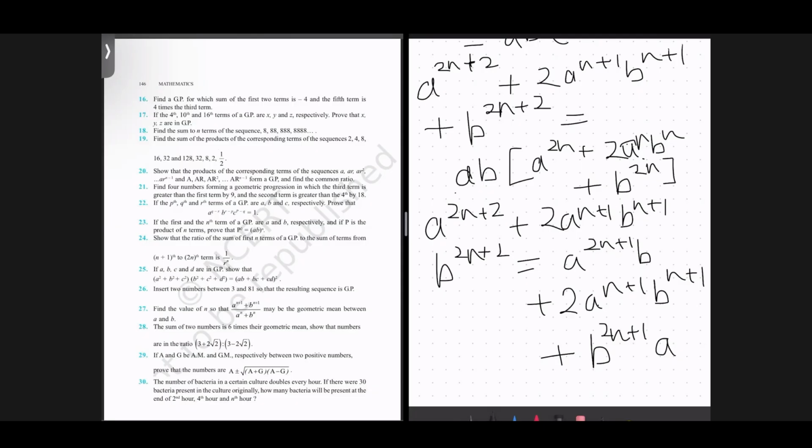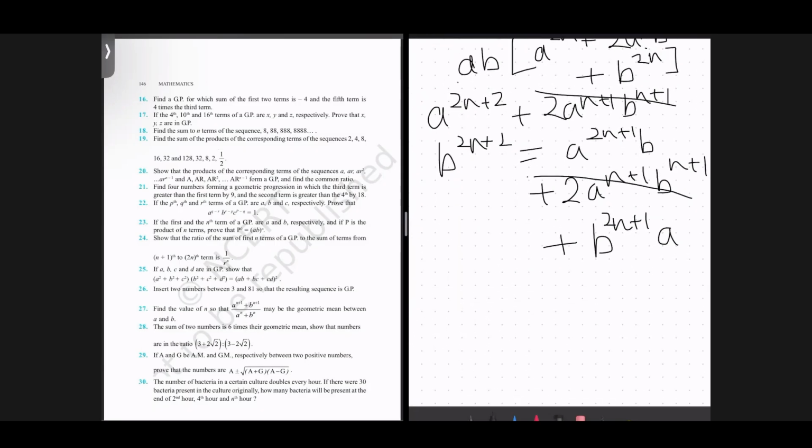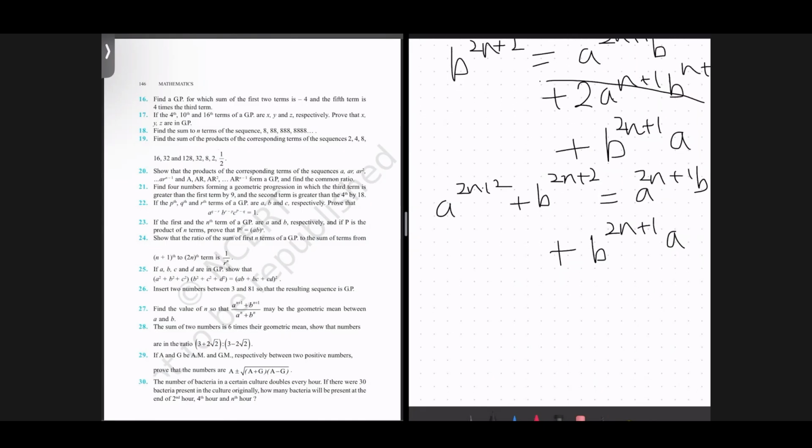The first and foremost thing that I see is we can cancel 2 a raised to the power n plus 1 b raised to the power n plus 1 from the LHS and from the RHS, right? So when you do that, what you're left with is a raised to the power 2n plus 2 plus b raised to the power 2n plus 2 equals a raised to the power 2n plus 1 b plus b raised to the power 2n plus 1 a. Correct. Now what you do is take b raised to the power 2n plus 2 to the RHS and take the term a raised to the power 2n plus 1 b to the LHS. Why should you do that?